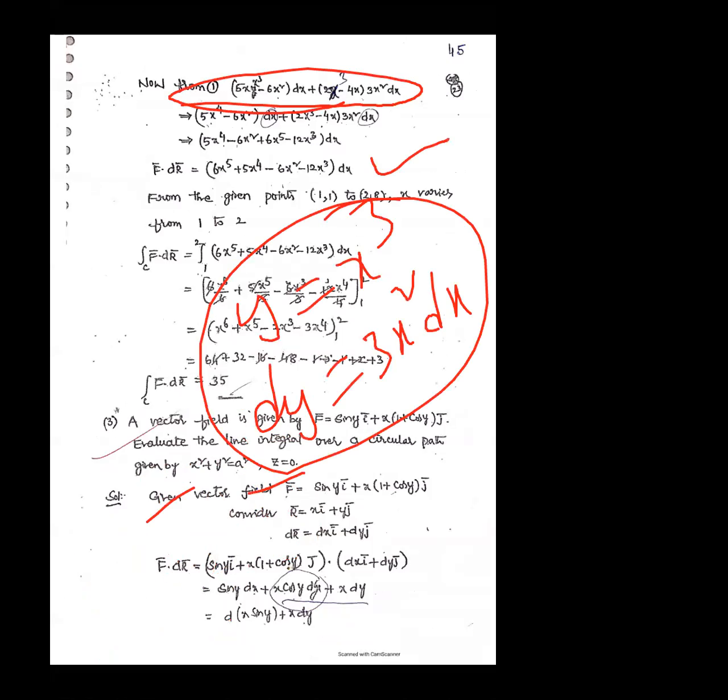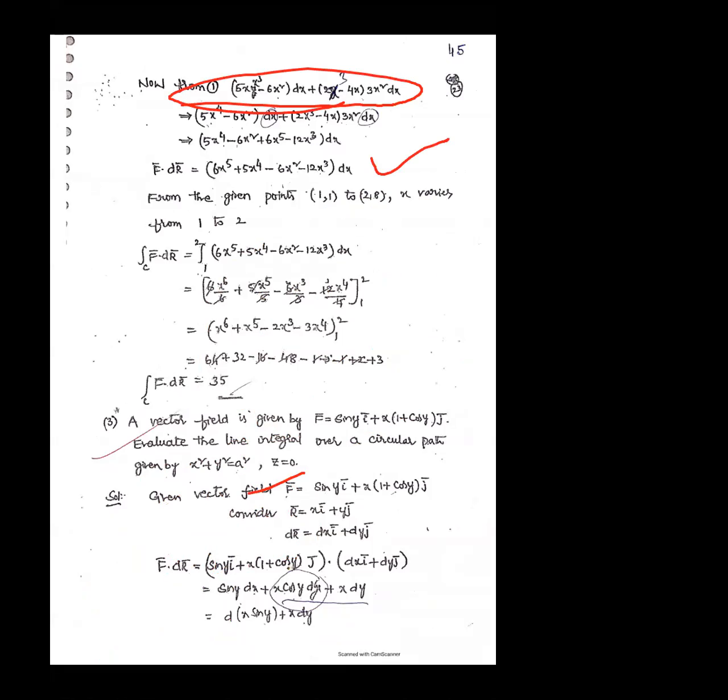We get F bar dot dr bar as 6x power 5 plus 5x power 4 minus 6x square minus 12x cube. All terms are in x terms because y is converted to x cube and dy is 3x square dx. These values replace the y terms, so F bar dot dr bar is completely a single variable function, an x function, into dx. We take the limits also in x terms.